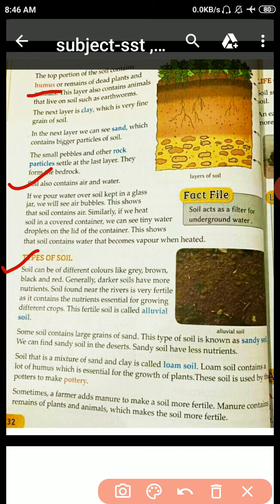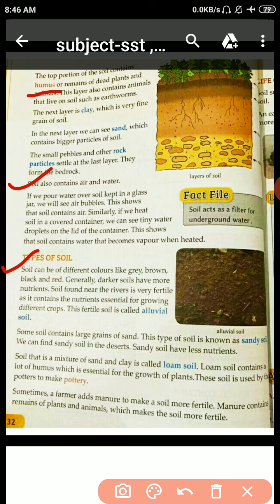Soil that is a mixture of sand and clay is called loam soil. Loam soil contains a lot of humus. Humus means remains of dead plants and animals. So loam soil contains a lot of humus, which is essential for the growth of plants. This soil is used by potters to make pottery.